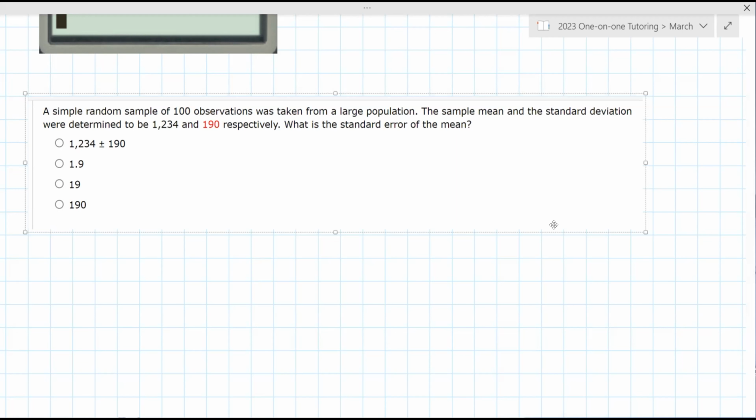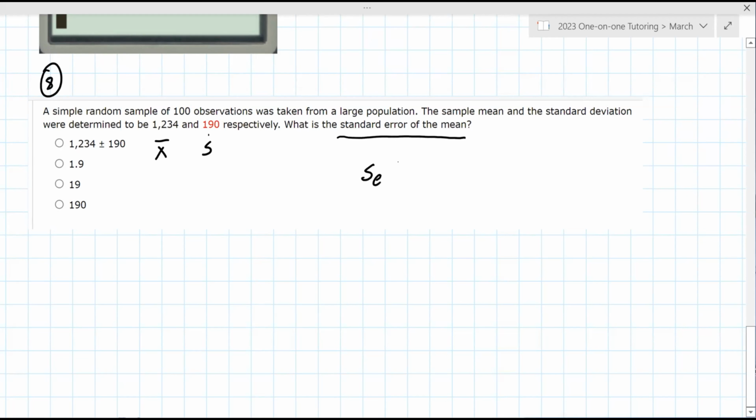What number is this one? Number 8. Okay. A simple random sample of 100 observations is taken from a large population. The sample mean and standard deviation were determined to be 1,234, that's X bar, and S is 190. What is the standard error of the mean?